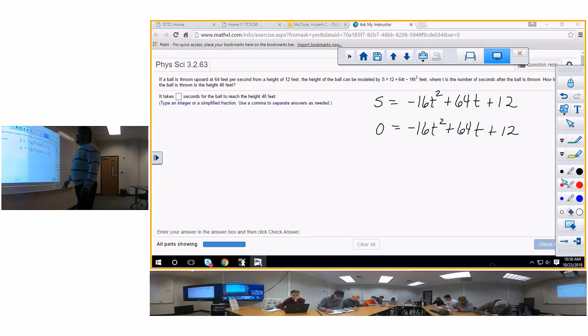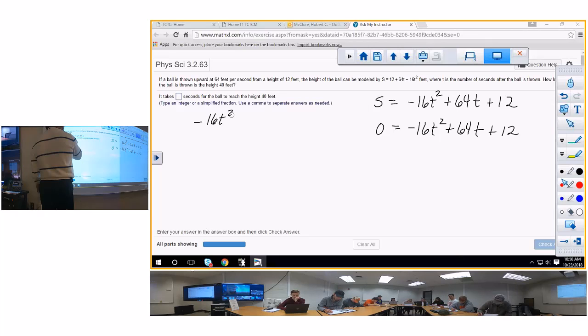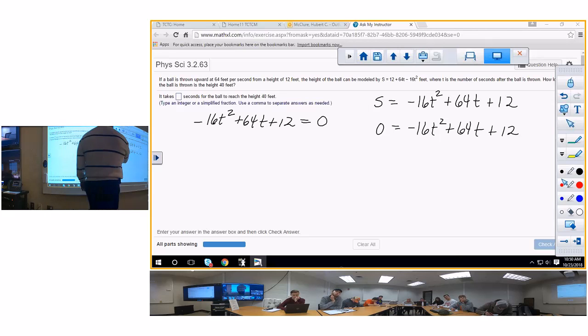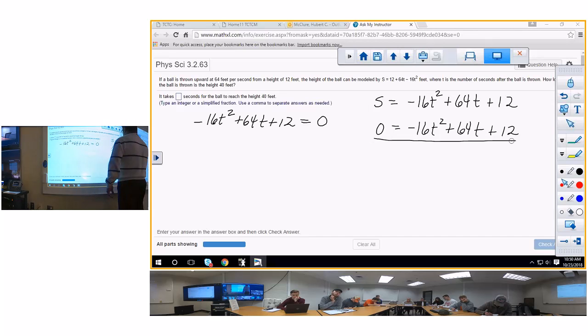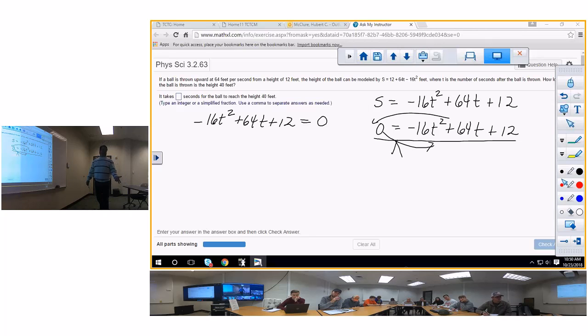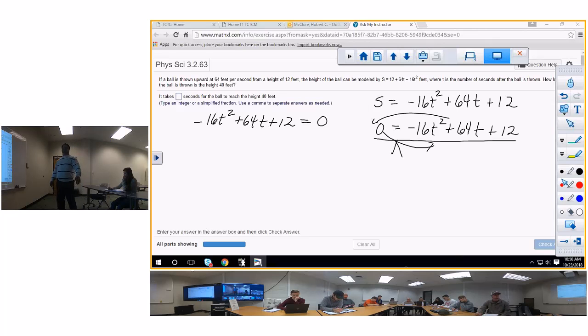Negative 16t squared plus 64t plus 12. And I'm going to turn that around, negative 16t squared plus 64t plus 12 is equal to 0. And all I did, this is your seesaw. Jody's over here, Susie's over here. I just put this one over here, and I put this one over here. As long as I move both sides, I don't have to change the signs. The only time you change the sign is when you move one over to the other side. I just want to remind everybody of that.